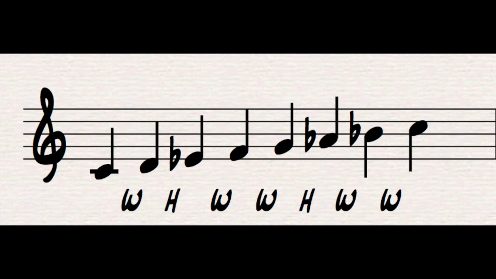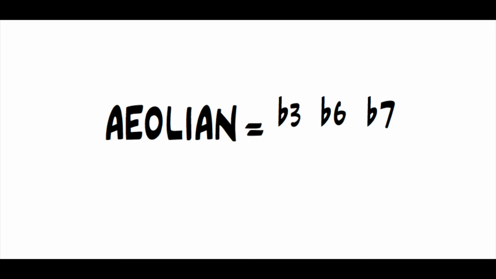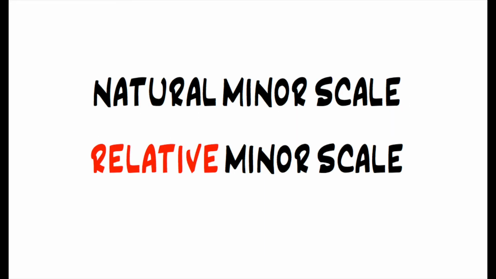If you were to compare the two scales using accidentals, you'd say Aeolian has a lowered 3rd, 6th, and 7th scale degrees when compared to its major counterpart, Ionian. It is also referred to as the natural minor scale, or the relative minor scale.